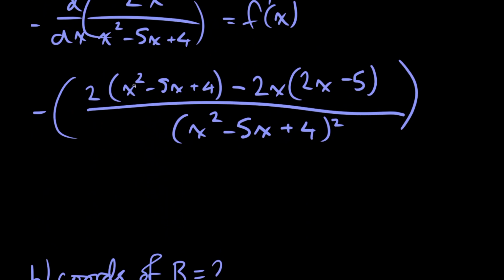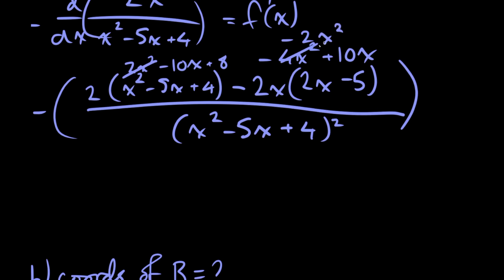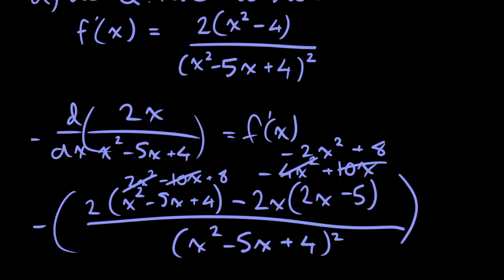So up here, we can expand this in. We'll get this is equal to 2x squared minus 10x plus 8 minus 4x squared plus 10x. And if we cancel some terms out, we'll get negative 2x squared. These 10x and 10x terms cancel, plus 8. And from there we can factor out negative 2. I think that's what they want us to do. Yes, they want us to factor out negative 2.